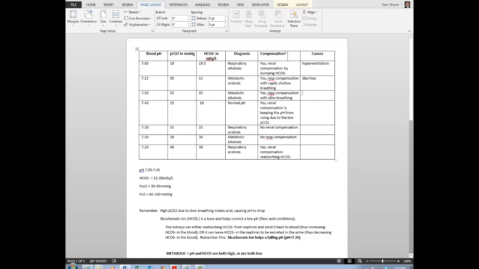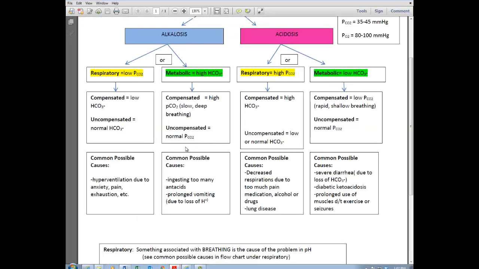What are some causes of a metabolic alkalosis? Going back to our chart, metabolic alkalosis, we could have prolonged vomiting. If we're losing a lot of hydrogen ion, that could cause a metabolic alkalosis, or if a person takes too many antacids, that too could cause a metabolic alkalosis. So a number of different causes here, it's hard to know. So let's just put vomiting or antacids.